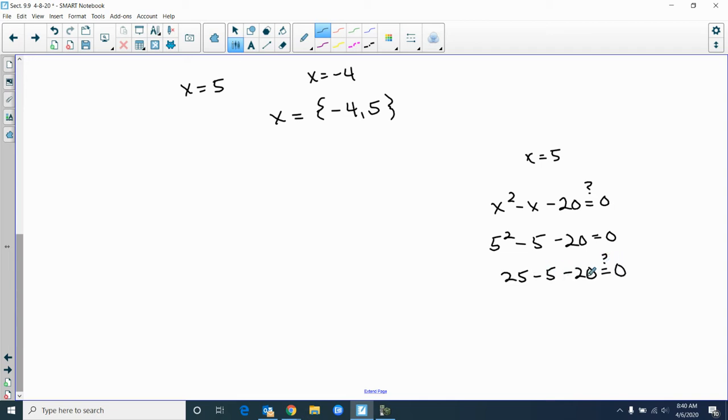25 minus 5 is 20. 20 minus 20 is 0. So that works. Also, negative 4 works. Might as well just throw that in there for a second. You got to put negative 4 in parentheses when you square it.